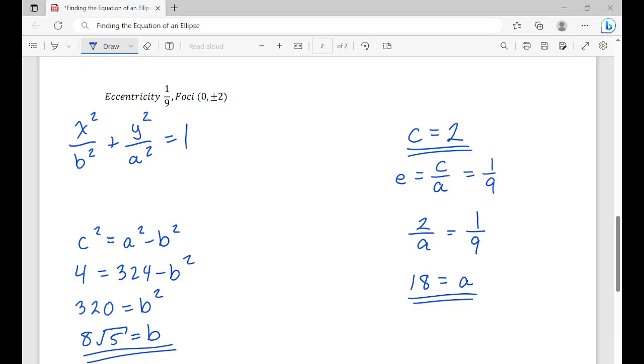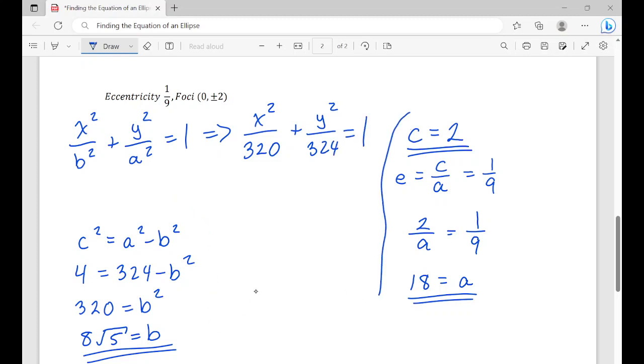Now I can actually plug it into my equation and get my actual equation. So x squared over b squared, which is just going to be 8 root 5 squared, which will just bring it back to 320, plus y squared over a squared, which is just 18 squared, so that's just 324, equals 1. And this is the equation of this ellipse given the information.